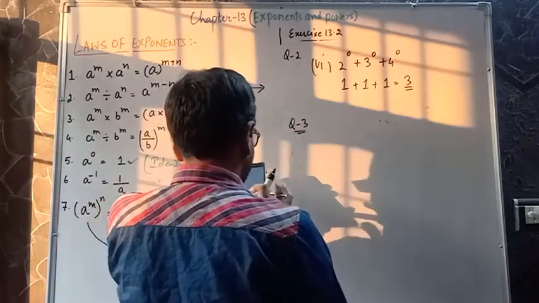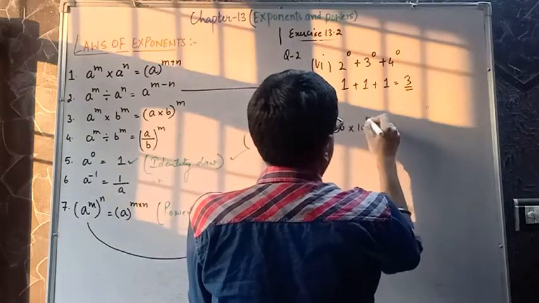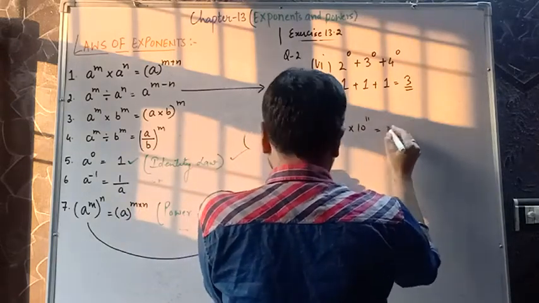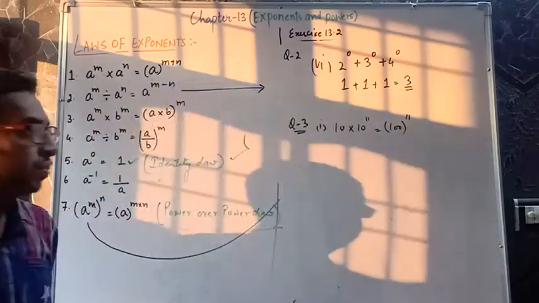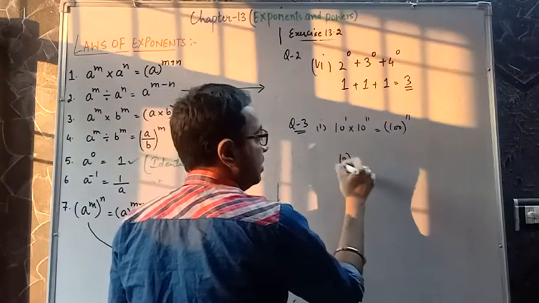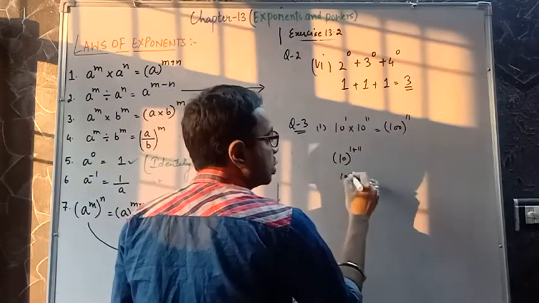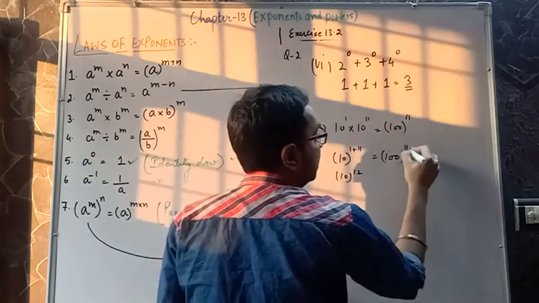Again, say true or false and justify your answer. First part, 10 into 10 raised to power 11 is equal to 100 raised to power 11. What do you think? It's true. Bases are same, powers must be added. So it must be 10 raised to power 1 plus 11. It should be 10 raised to power 12.